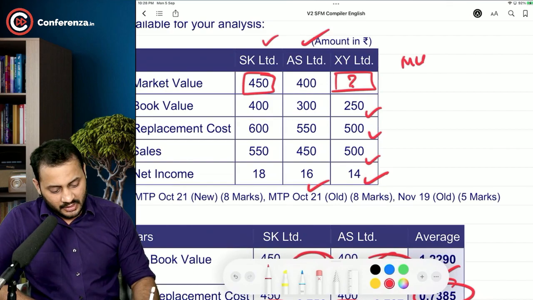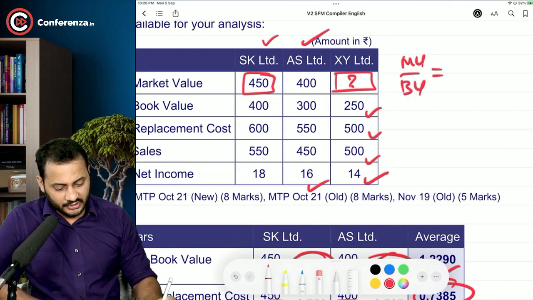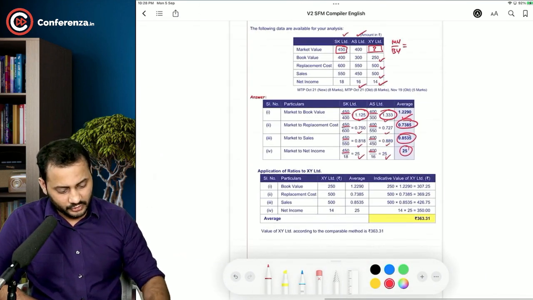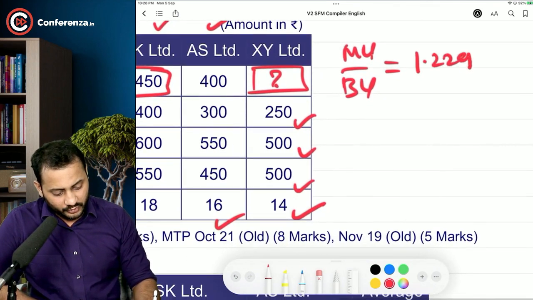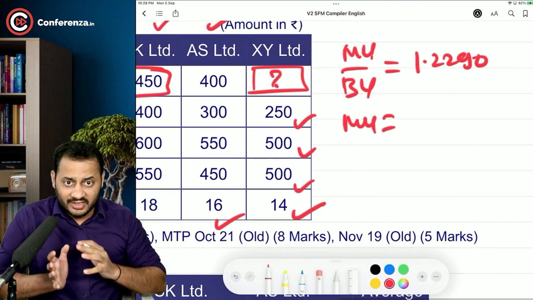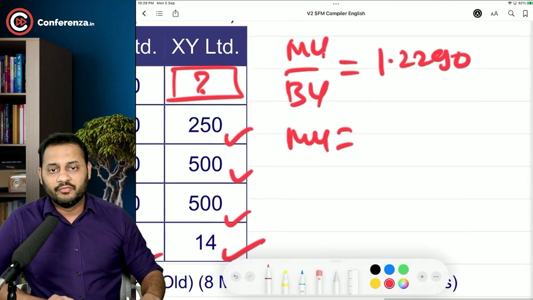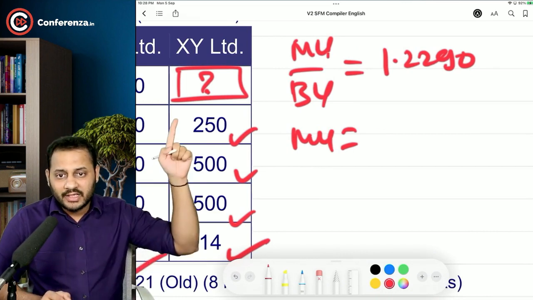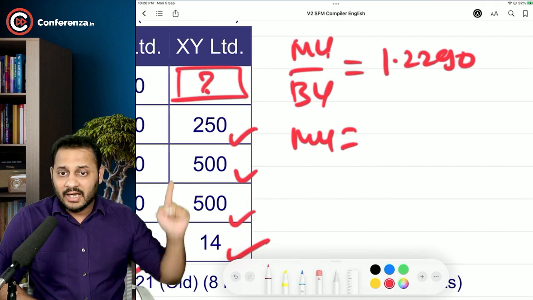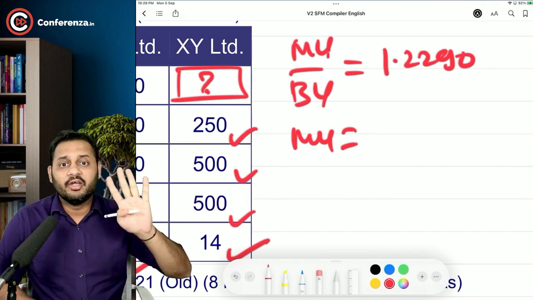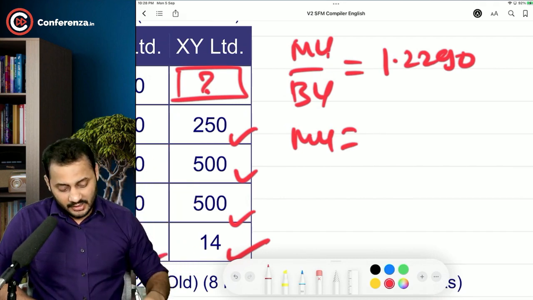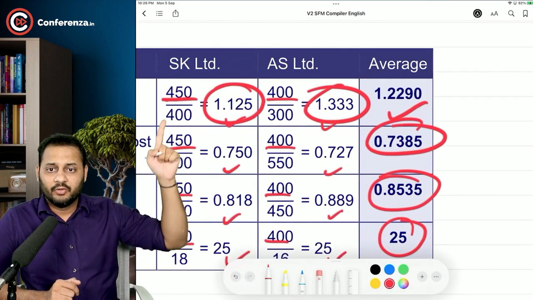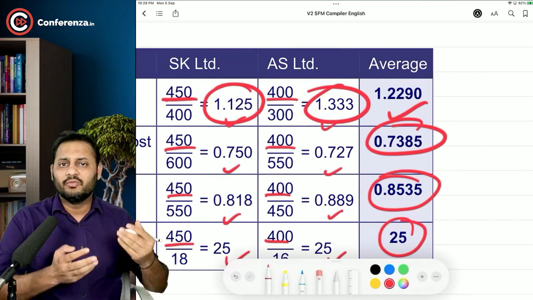See, understand. Market value to book value is equal to, what is the first average? 1.2290, right? So what are we going to do? 1.2290. How to calculate market value? Transfer the book value on that side. 250 will get multiplied by 1.2290. So all the ratios will get multiplied with these four figures. And then you will have four different market values, right? And you can understand that obviously all of them will not be same. But if you calculate the average of all the four, you will get your answer.